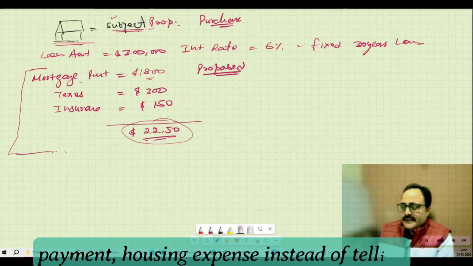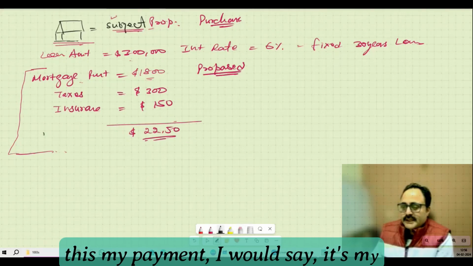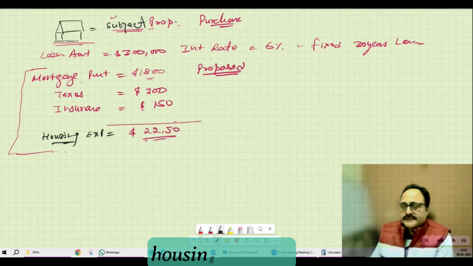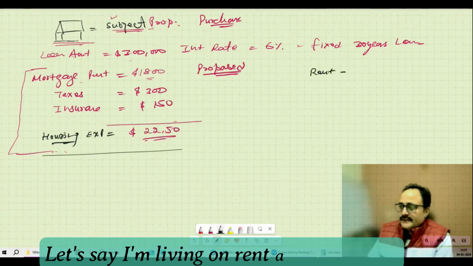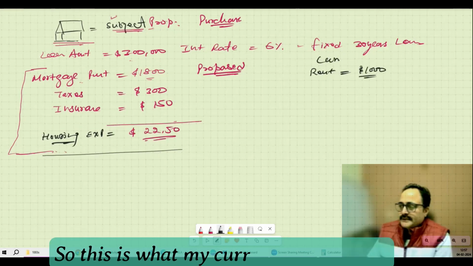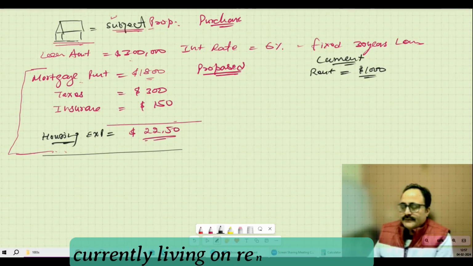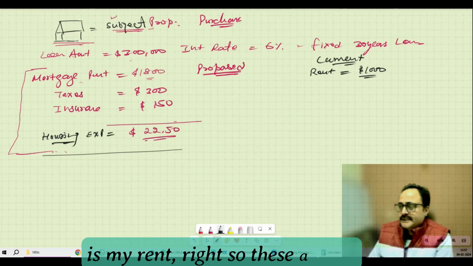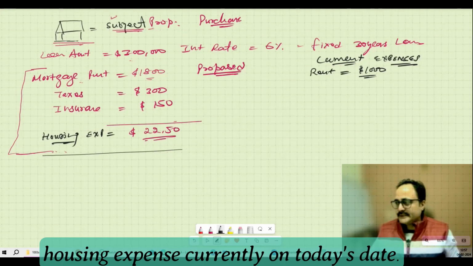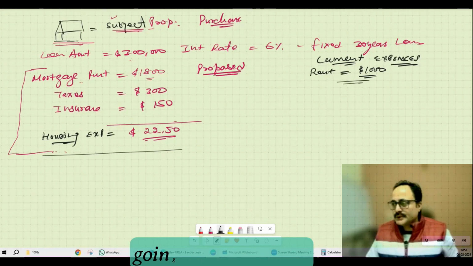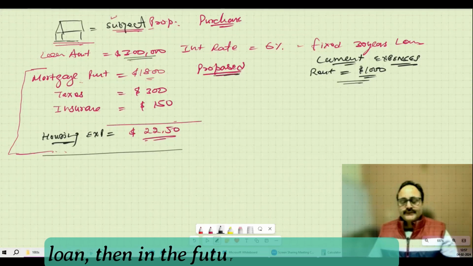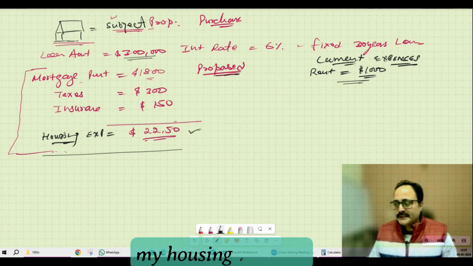Instead of saying mortgage payment, I would say it's my housing expense per month, right? Total housing expense or proposed housing expense. Let's say I'm living on rent and per month I'm paying $1,000 as rent. So this is my current scenario. I'm currently living on rent and $1,000 is my rent, right? So these are my current expenses, or we can say current housing expense. Currently, on today's date, this is my current expense. This is going to be proposed. If I purchase this property and take this loan, then in the future, this is going to be my housing expense.